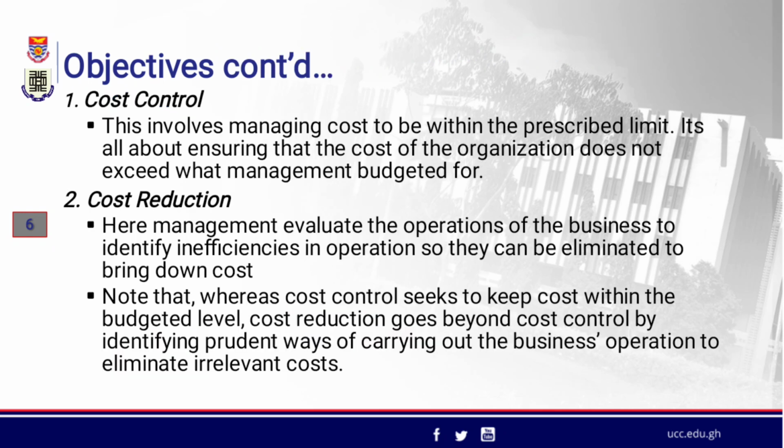So now let us look at the definitions for each of them individually. Cost control. This involves managing costs to be within the prescribed limits. It's all about ensuring that cost of the organization does not exceed what management budgeted for. This one will be well explained in a topic known as limiting factors, whereby we have constraints that limit the activities of an organization in incurring cost.